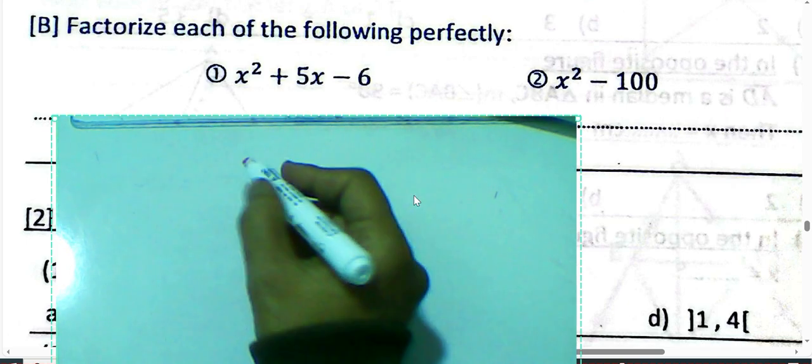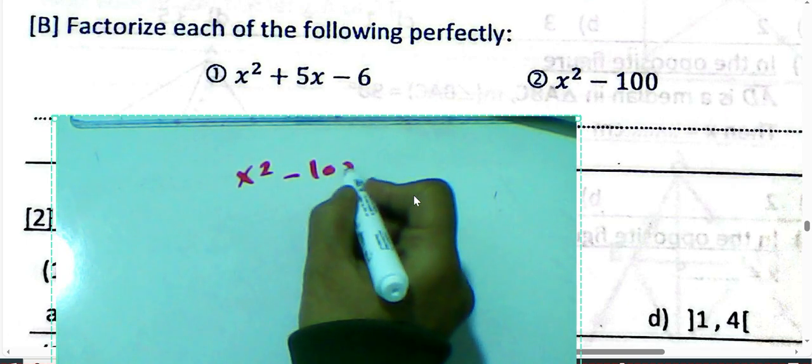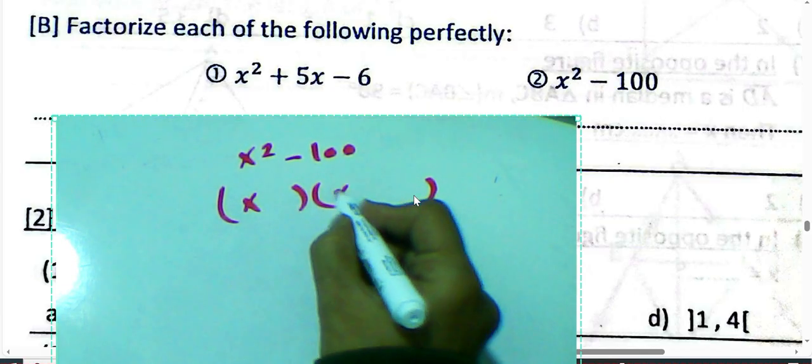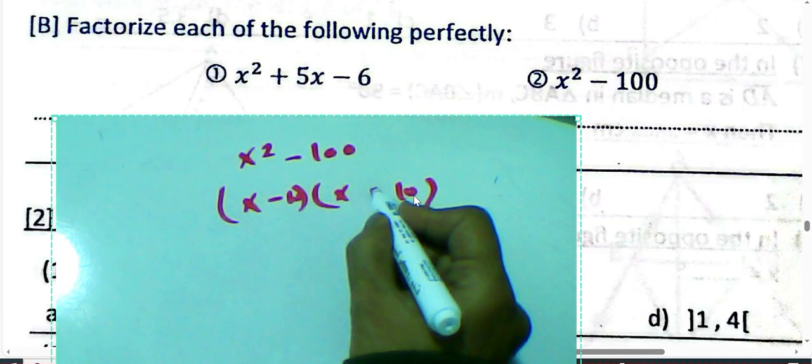Next question. x power 2 y minus 100. x power 2 is equivalent to x times x, and 100 equals 10 times 10. Write negative and positive.